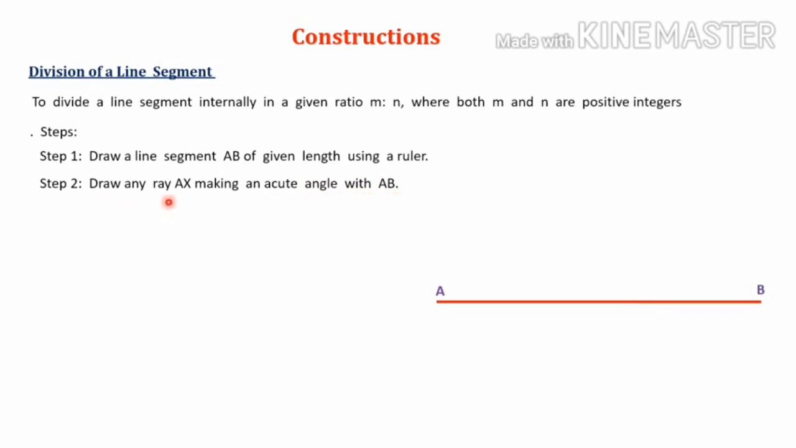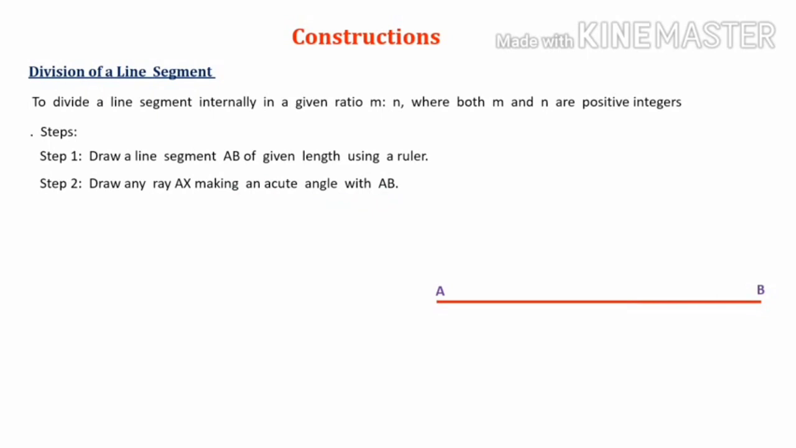Draw any ray. Ray means we can extend that particular line towards one direction. So one end is fixed and another direction you can extend indefinitely. That is called a ray. So draw a ray AX making an acute angle with AB.